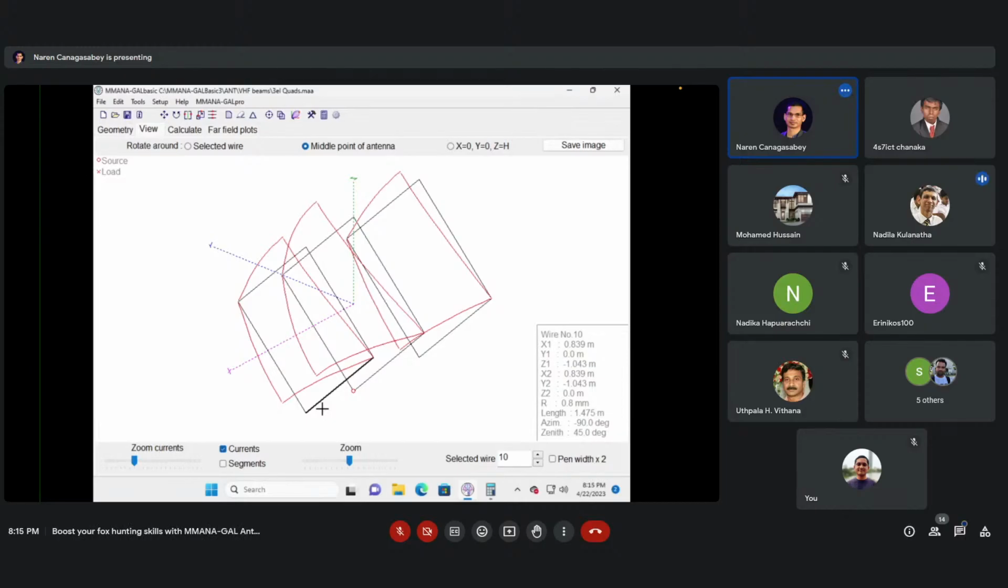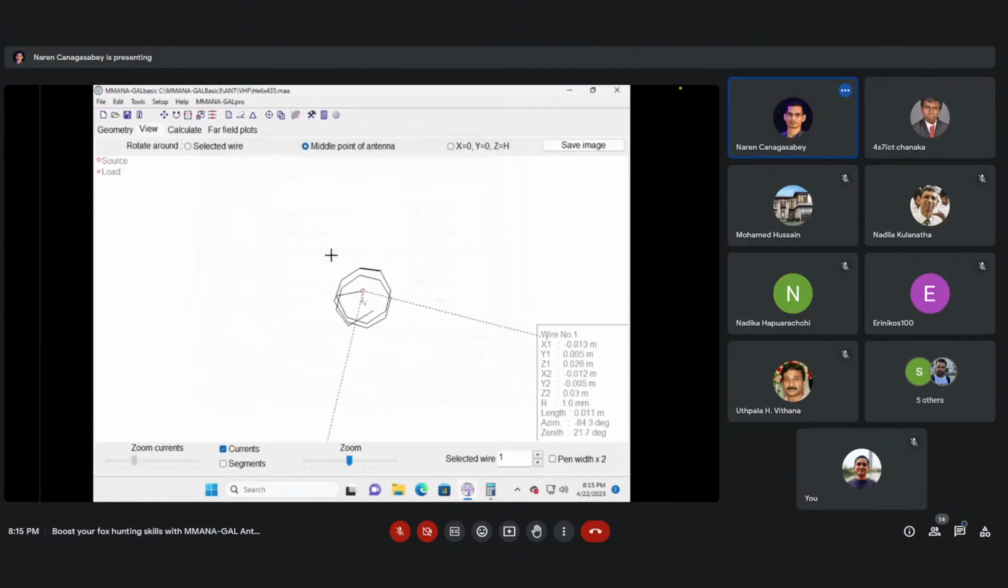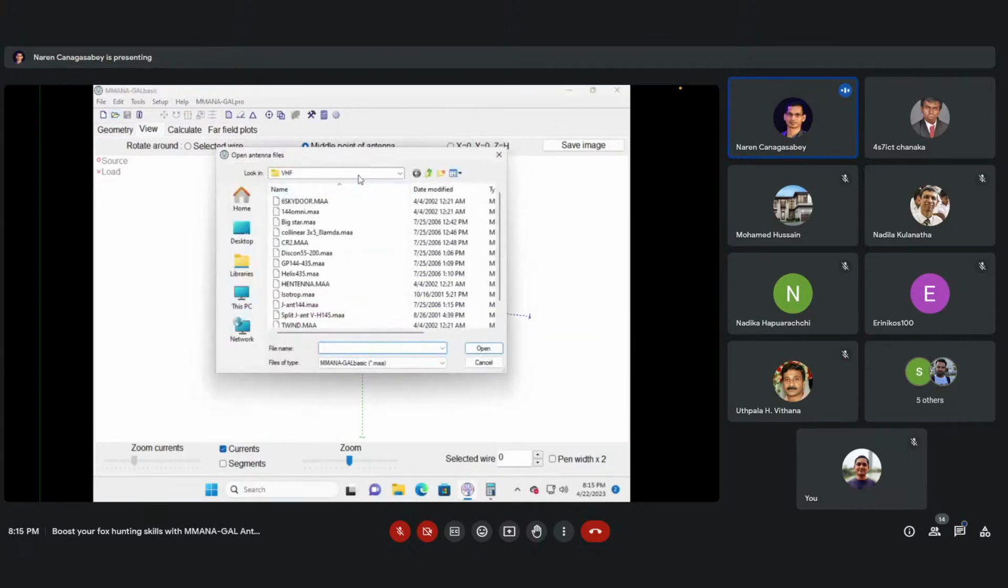Understood. Okay. So if you're modeling a circular element, is that possible in MMANA-GAL? It is possible, but it will take you a long time. Let me show you. I think there was an antenna which was a helix antenna. Oh yeah, here we go. No, sorry, not the helix. It's a loop antenna. So pretty much short lengths of straight wire, isn't it?